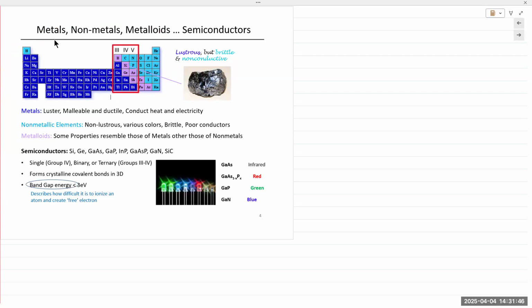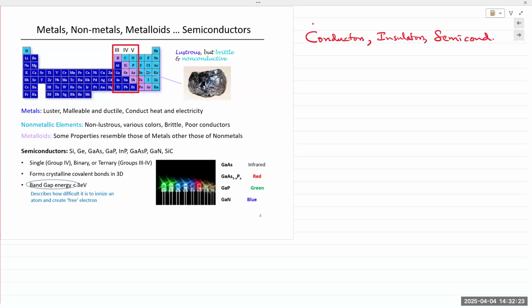first classify materials. Okay. Based on electrical ability, we can broadly classify materials as conductors, insulators, or semiconductors. Okay, so based on electrical ability, broad classification could be conductors, insulators, or semiconductors. Okay, semiconductors.